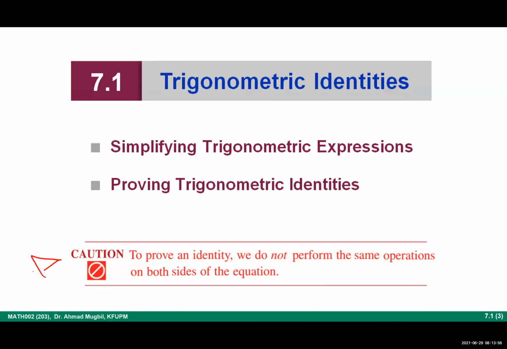There is a caution here, related to proving. What do we mean by proving here? To prove an identity, we do not perform the same operations on both sides of the equation. We will see that when we prove some identities. So what we will start with, ya shabab, is the identity.